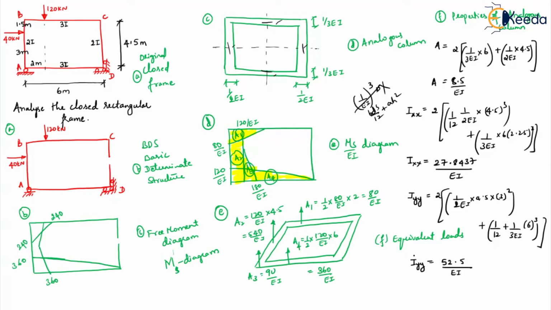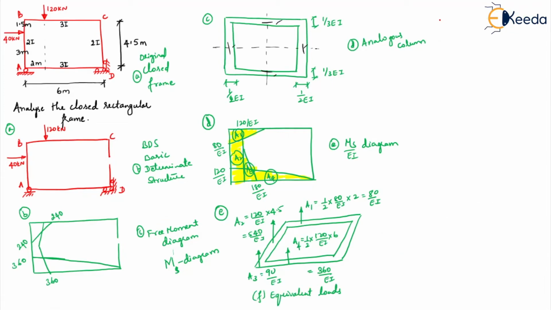So what are all this? These are the properties of your analogous column. Then next what we have to do, find the properties of load diagram. So let's first calculate the P, that is the total load. Okay. See, what are we doing? We're finding the properties of load diagram.